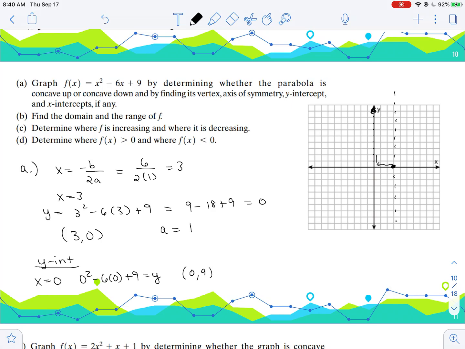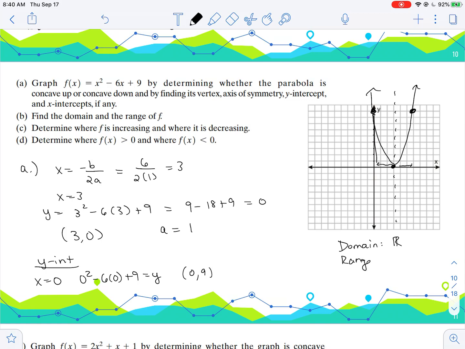And then if I drew in my axis of symmetry, remember a parabola mirrors on both sides. So I went 3 over and 9 up to get to that point. So I can go 3 over and 9 up to get to something called the mirror point. And now if I connect those, I have my parabola.